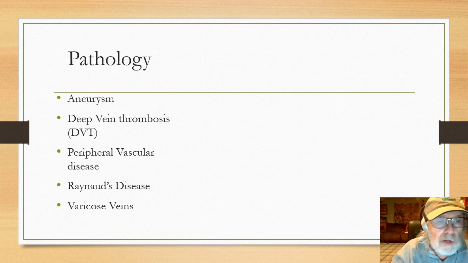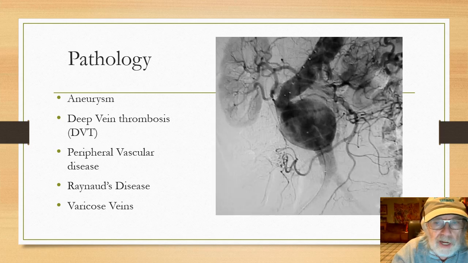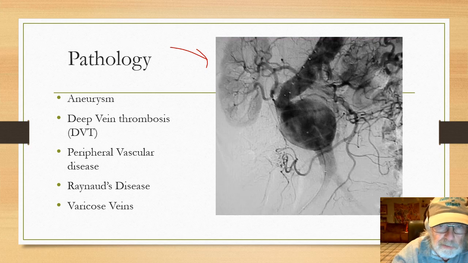A couple other pathological things we have. One's called an aneurysm. An aneurysm is a ballooning of a blood vessel, usually an artery. If we look at this image, this is basically a picture of the abdomen. Actually, this is an angiogram. There's a kidney right there, and there's going to be a kidney in this mishmash over here. Here's the aorta right here.